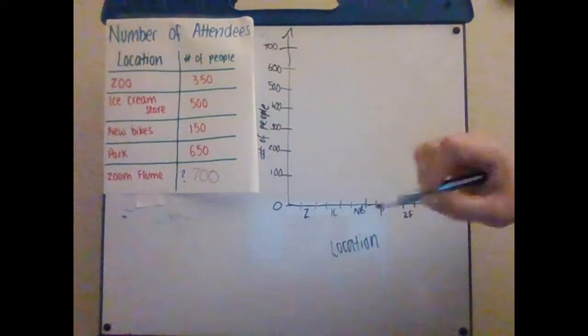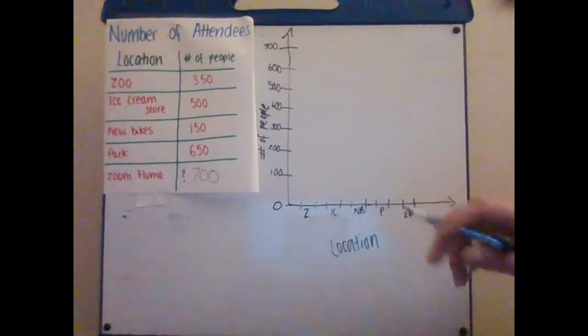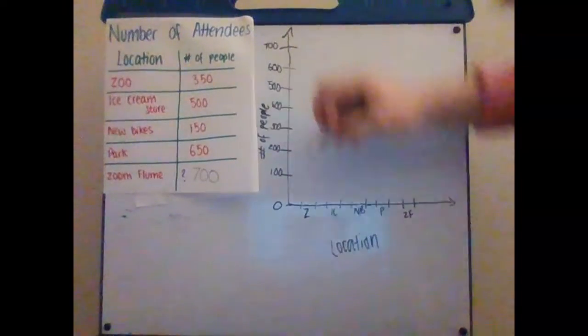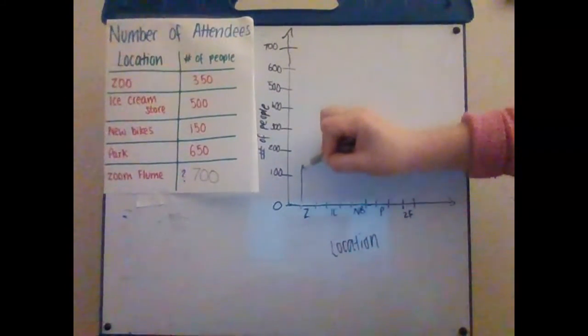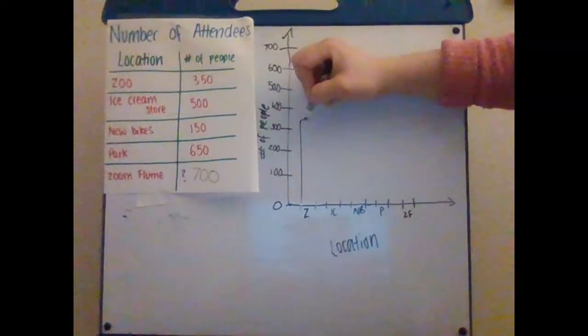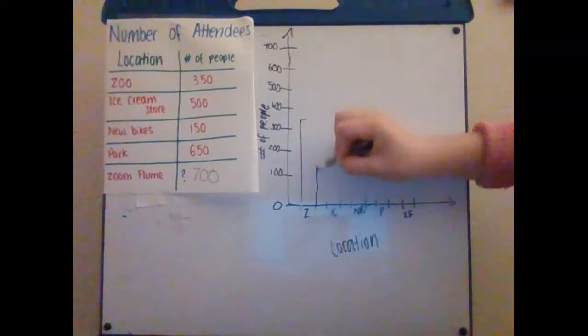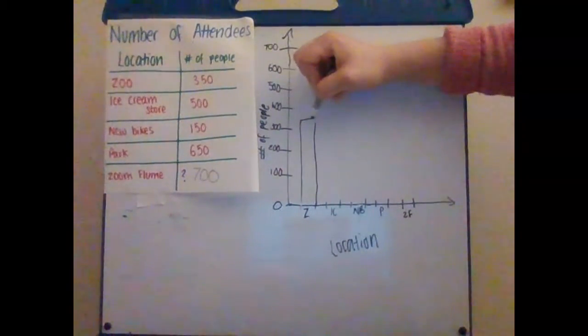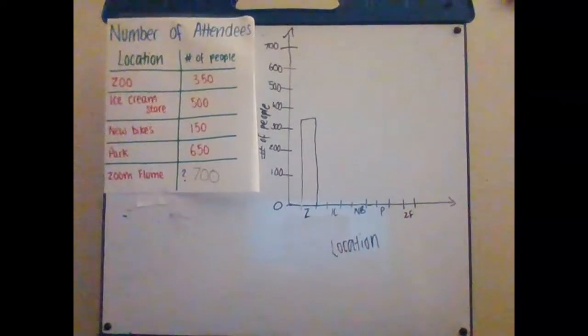So if I go up here, now this is a lot easier to do on squared paper, but we're just going to try our best. So I'm going to go up in a straight line up here, and we want to go halfway. It's exactly in the middle here. Okay, halfway along. That there represents the number of people that went to the zoo.